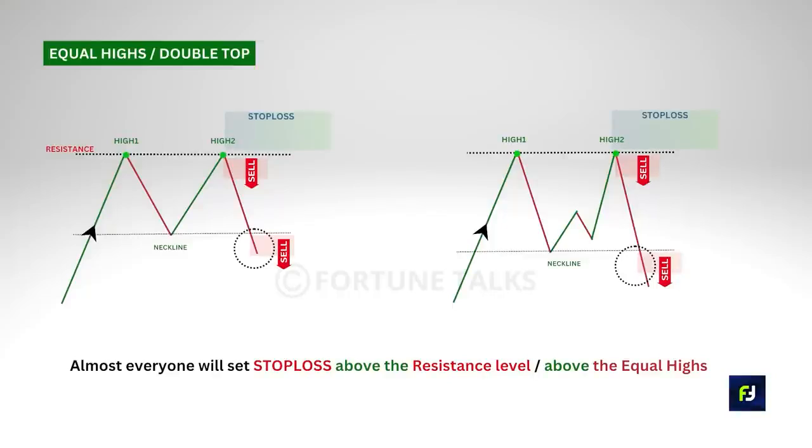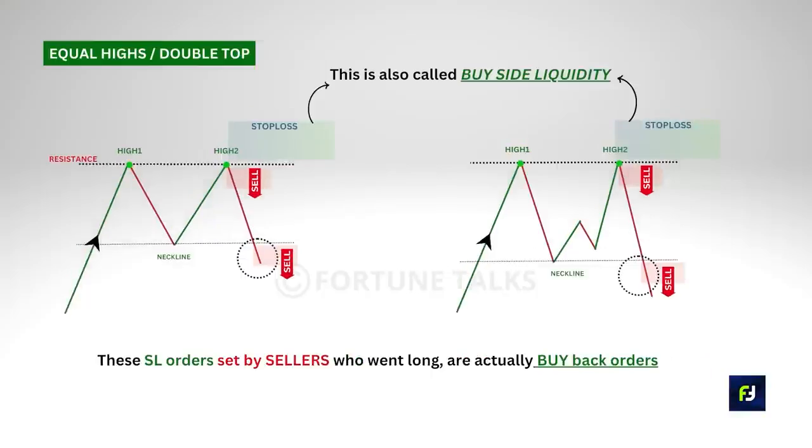Now you can imagine that there will be a large cluster of stop losses lying above this resistance, and almost all these stop losses are placed by short sellers who sold from the resistance or neckline. So technically, this cluster of stop losses are buyback orders or buy side liquidity, and this is the liquidity that smart money is keen to tap into. So, what do you think will happen next?